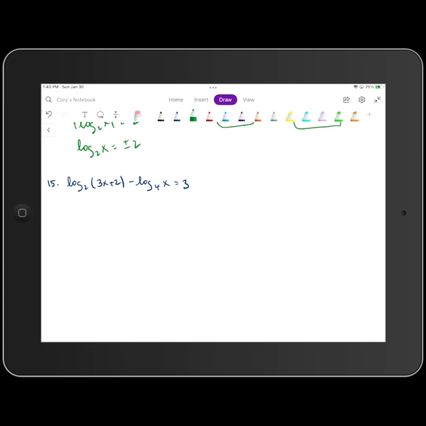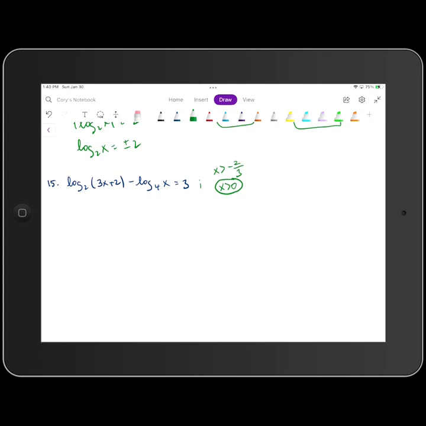Okay, so step number 1 for us, again, when solving a log equation, is we're going to take the domain of each log function separately. So the domain for the first log is x needs to be greater than negative 2/3. Domain of the second log is x is bigger than 0. x is bigger than 0 is the more restrictive of the two.